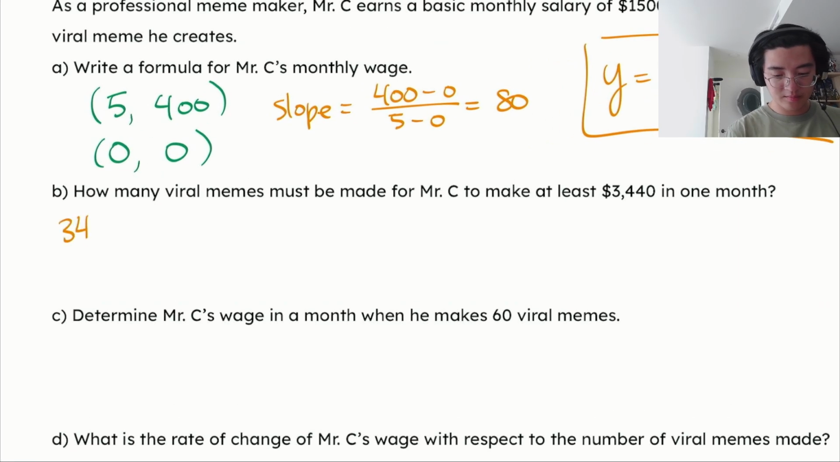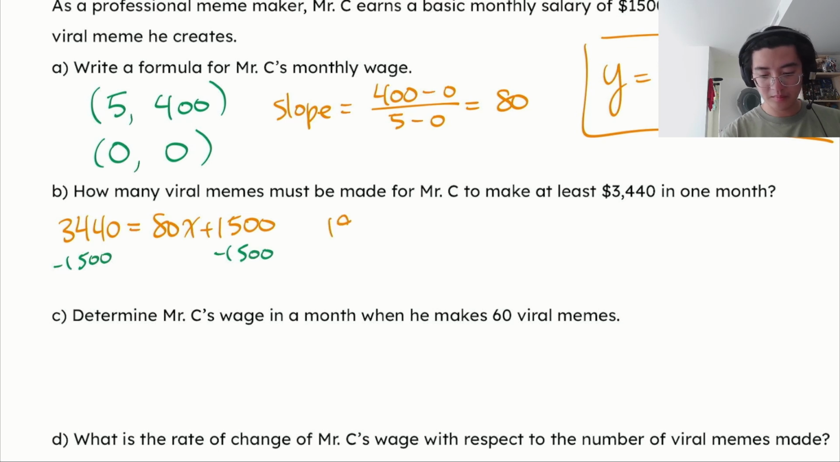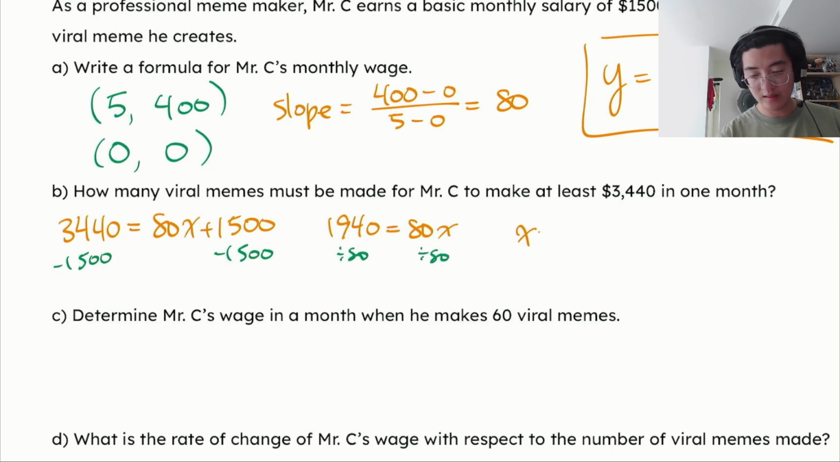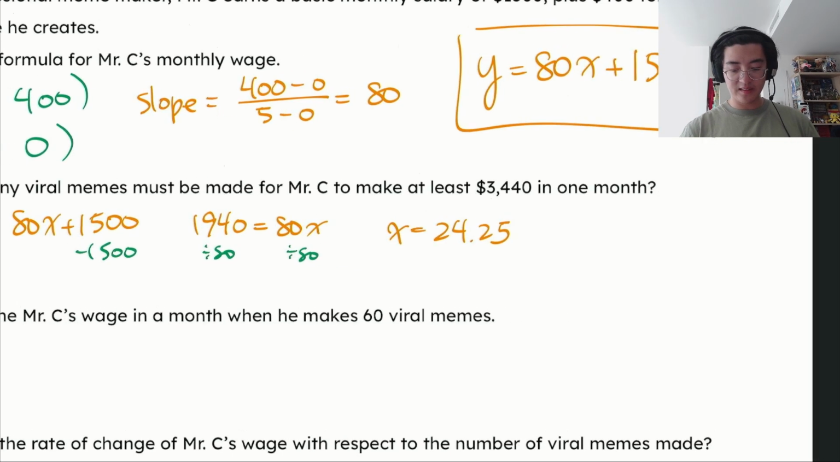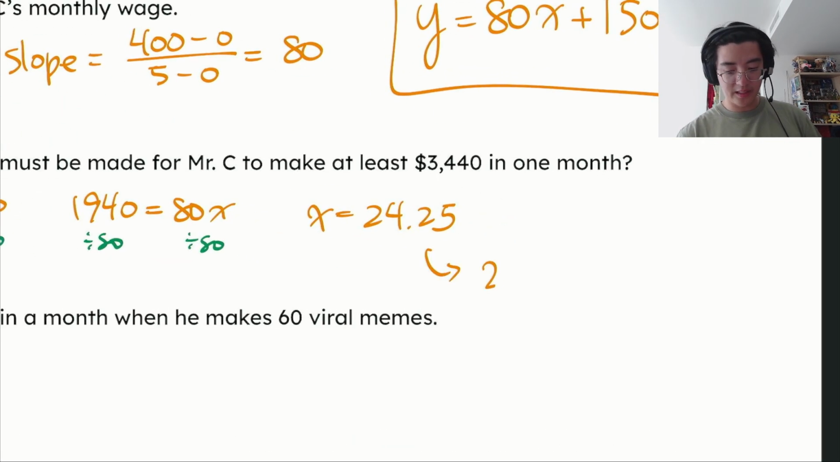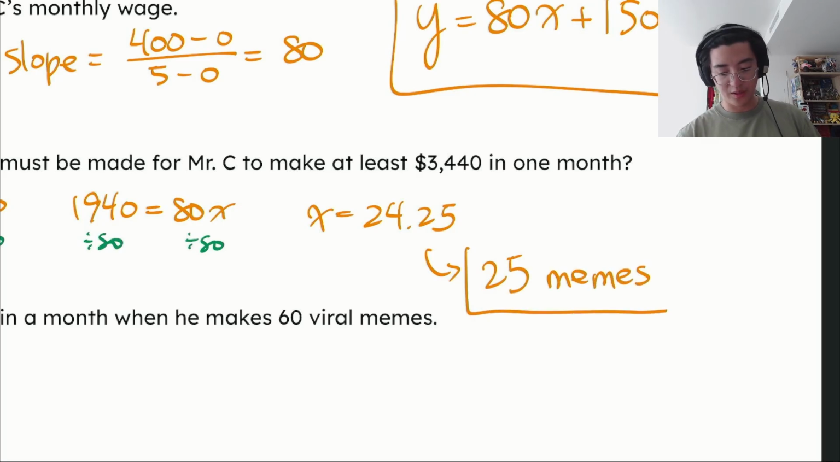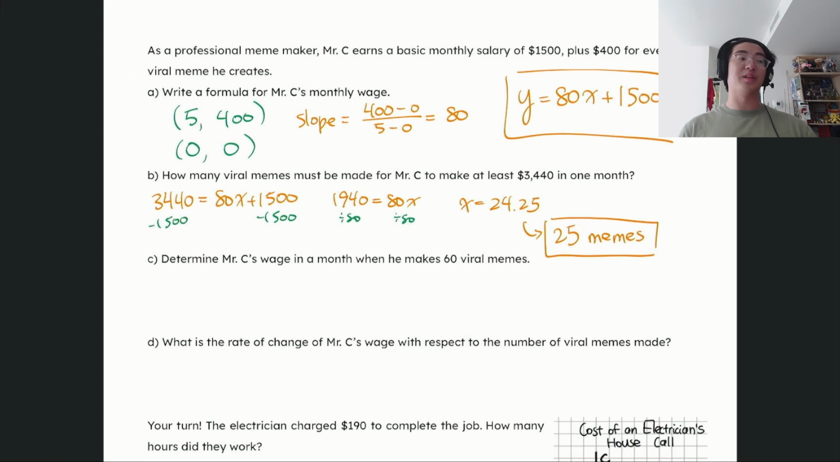So we want to figure out how many memes to create, which is x. We simply plug that in, which is 1940 equals 80x. Divide both sides by 80, we get 24.25. Or more specifically, he'll need to make 25 memes, because we cannot just make 24.25 memes. We need whole numbers.